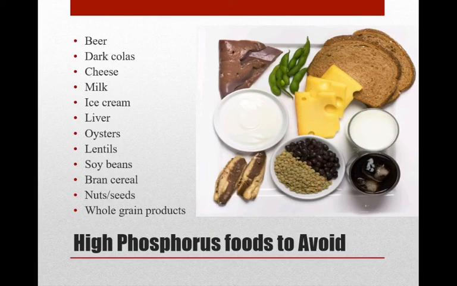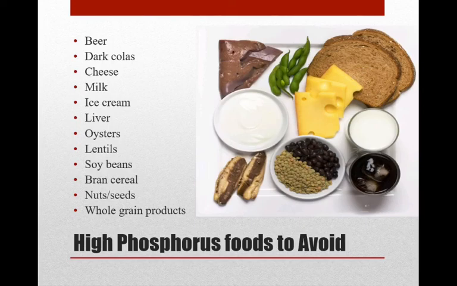Foods that sometimes people think are healthy, especially if you're on a vegan diet and you're doing a lot of lentils or soys, those are actually very high in phosphorus and will require somebody to double check themselves if they're headed into renal failure.